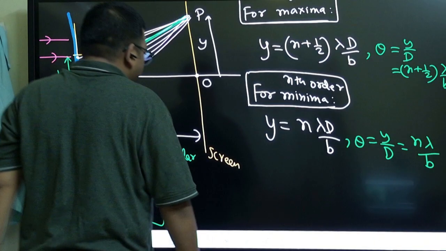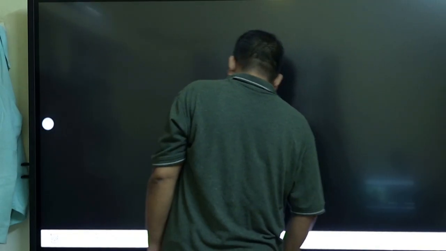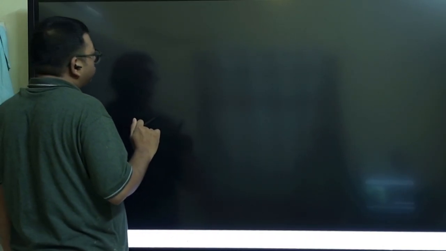Now let us understand how it is actually happening. To understand this derivation, we need to understand one important thing, that is vector addition. Vector addition you know already. Suppose we want to add vectors.